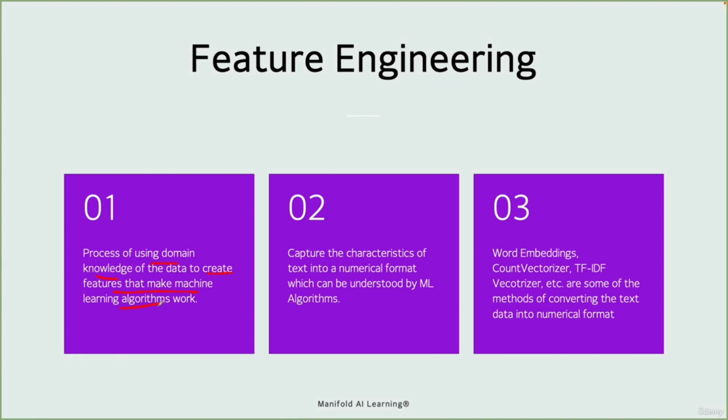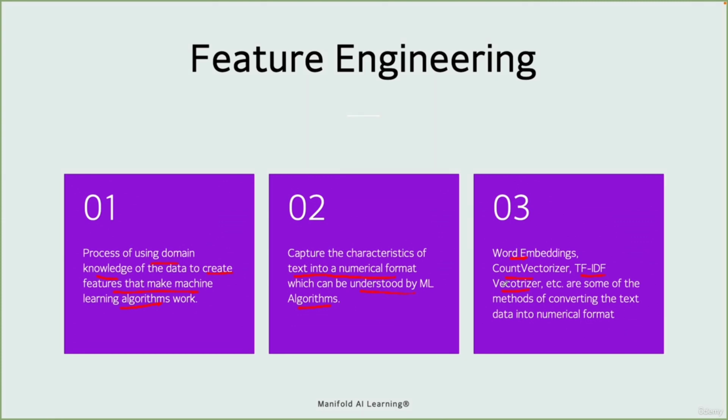While converting the data into a numerical format, you will ensure that all the data that you have got is captured and represented appropriately. This is a step where we'll be capturing the characteristics of the text into a numerical format so that it can be understood by my machine learning algorithm. Under this step of feature engineering, we've got various techniques: word embeddings, count vectorizer, TF-IDF vectorizer.